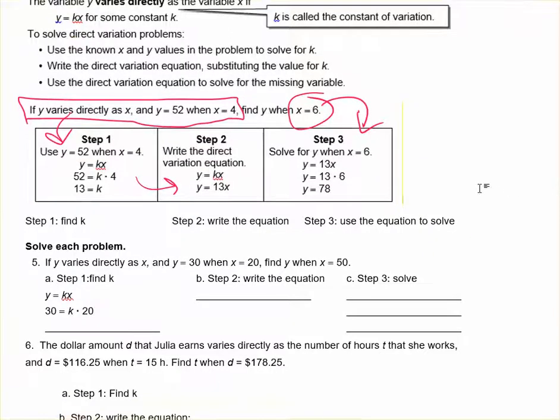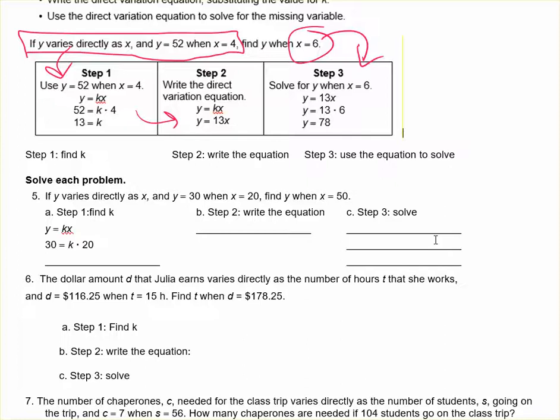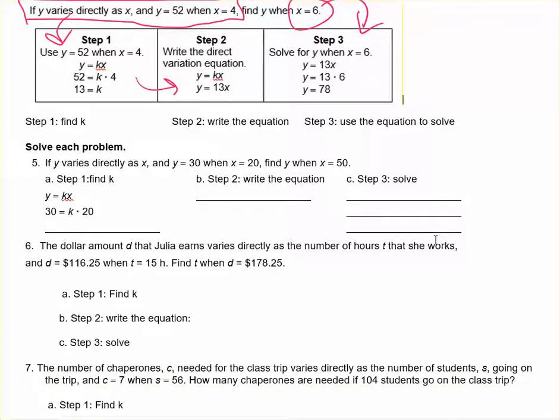All right, let's try, number 5 has a lot of the steps started for you, so let's look at one that's not started as much. Let's look at 6. So the dollar amount D that Julia earns varies directly as the number of hours T that she works. So it's not X and Y, but that's okay. We can still write a direct variation equation and we'll still use K. Okay, so D equals K times T.